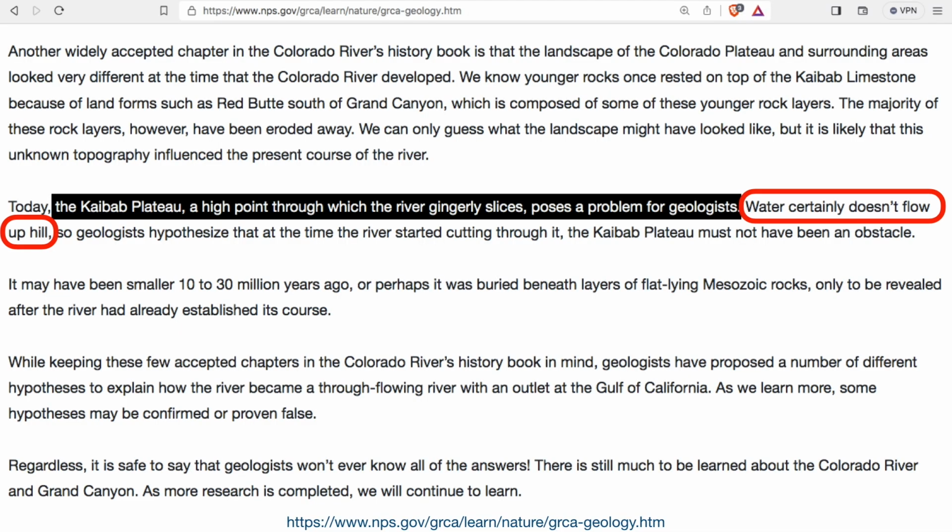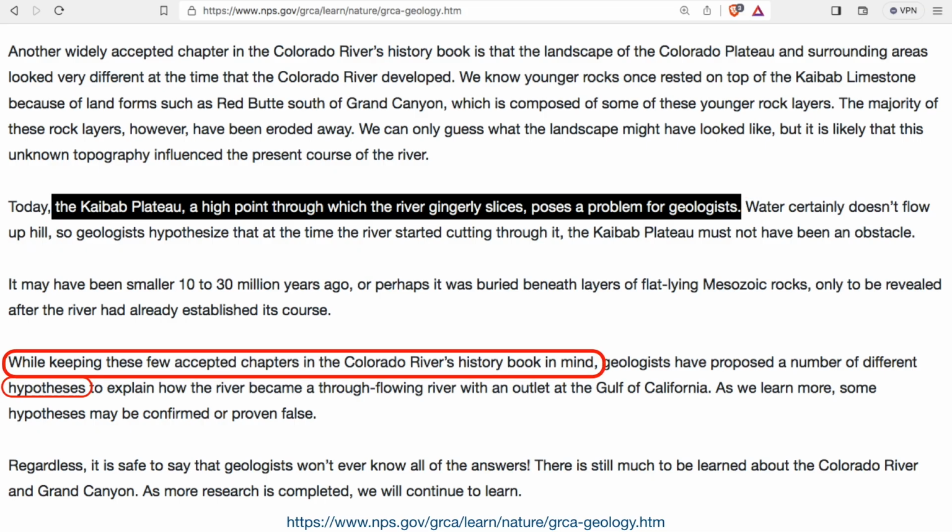It says water certainly doesn't flow uphill. And we talked about that. Yeah, water doesn't flow uphill. And it says, while keeping these few accepted chapters in the Colorado River's history book in mind, there are scientists, geologists that proposed a number of different hypotheses. So what's the main chapter, the plot of the story? The river carved the canyon. That's what they have to have. They can change everything else, but not that. The river carved the canyon.